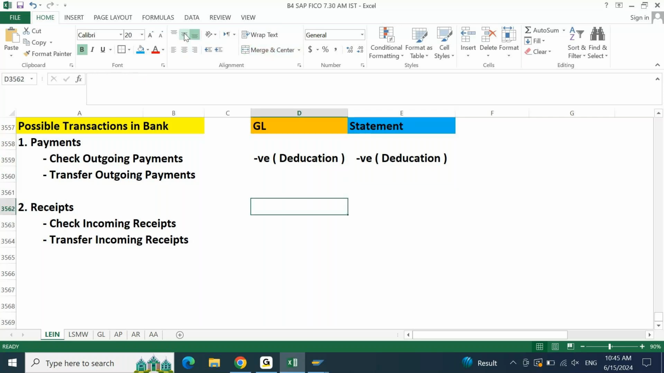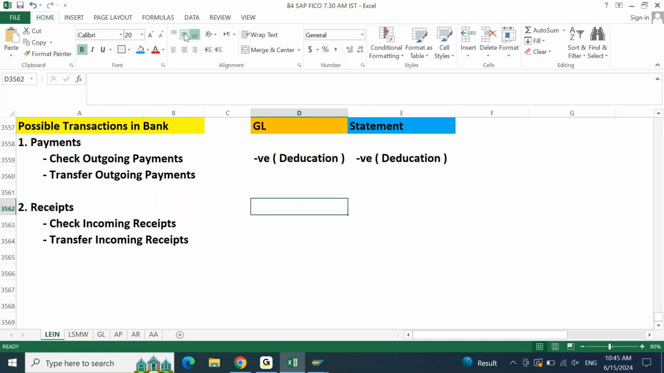Next one, when you're talking about receipt, whenever any amount is added or deposited in your bank account, you may be going and depositing cash, or somebody is giving a check and you are depositing the check, or somebody is directly transferring money from their account to your account. In either of these cases, end of the day, money is coming and getting added to your bank account.